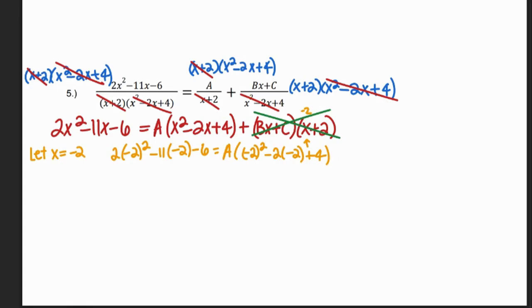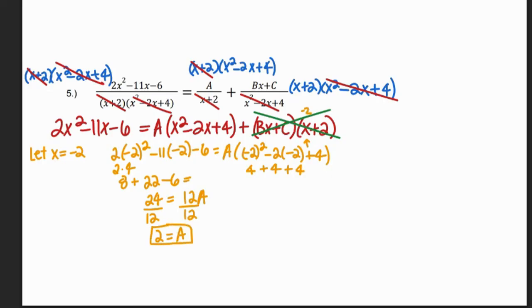The only variable that remains is a, so we should be able to solve for a from here. So 2 times negative 2 squared is 2 times 4, which is 8. And then plus 22 minus 6, that'd be 30 minus 6, that's 24. So we have negative 2 squared, that's 4, plus negative 2 times negative 2, that's positive 4, plus another positive 4, that's 12. So we have 24 equals 12a, which means that a is equal to 2. All right, that gives us one of our answers that we're looking for.